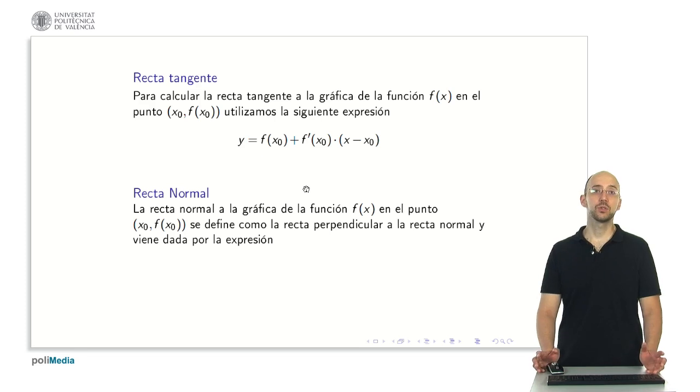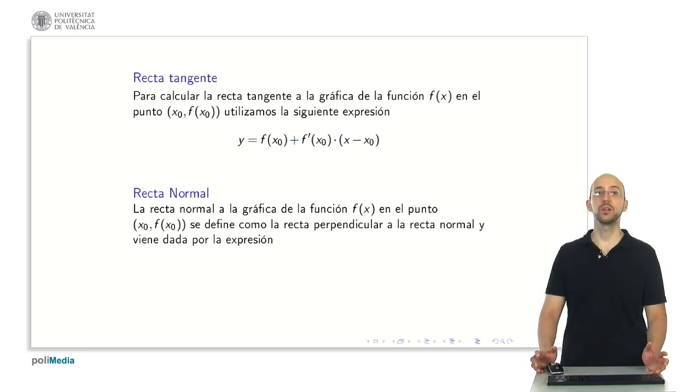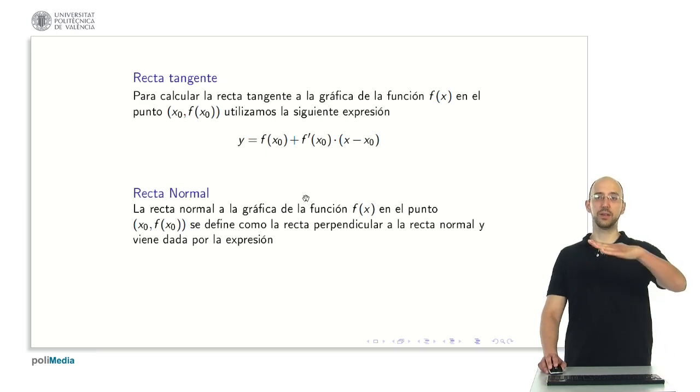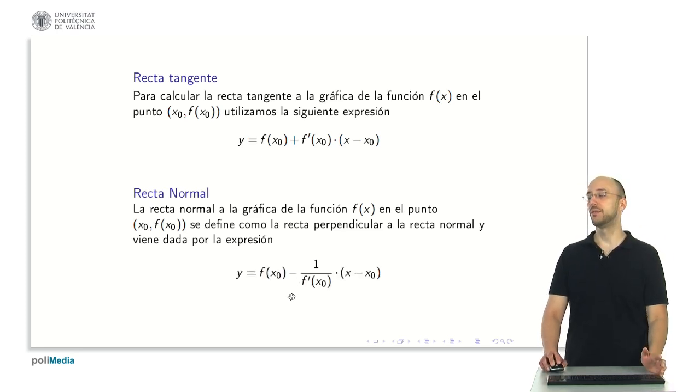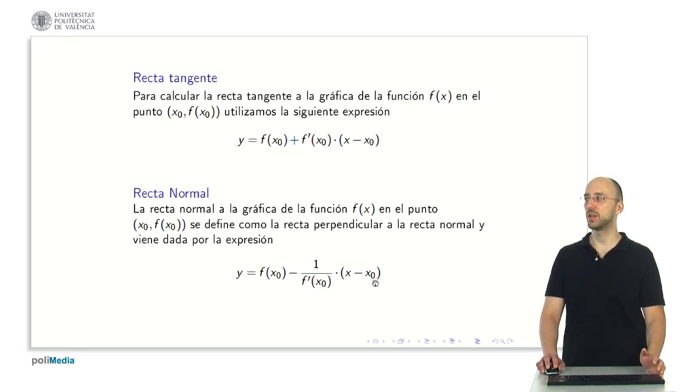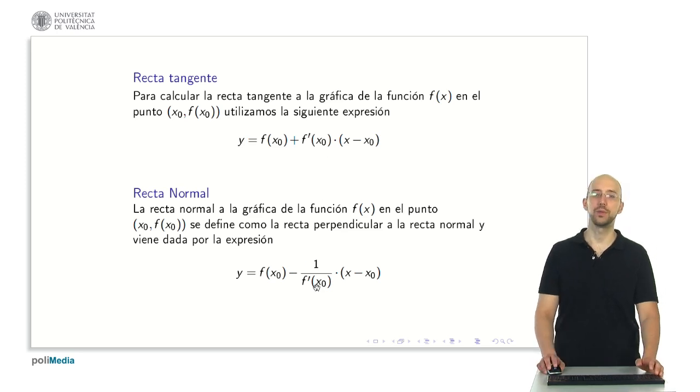By the way, while we're here, let's also define what the normal line is. The normal line is the line that's perpendicular to the tangent line. So, how do you calculate that? It's very straightforward. You simply need to change the slope of that line. If it's like this, all we need to do is adjust the slope to make it like this. How do you do that? You use the formula f of x sub 0 minus 1 divided by f prime of x sub 0 multiplied by x minus x sub 0. The only change you make is replacing f prime of x sub 0 with minus 1 divided by f prime of x sub 0.